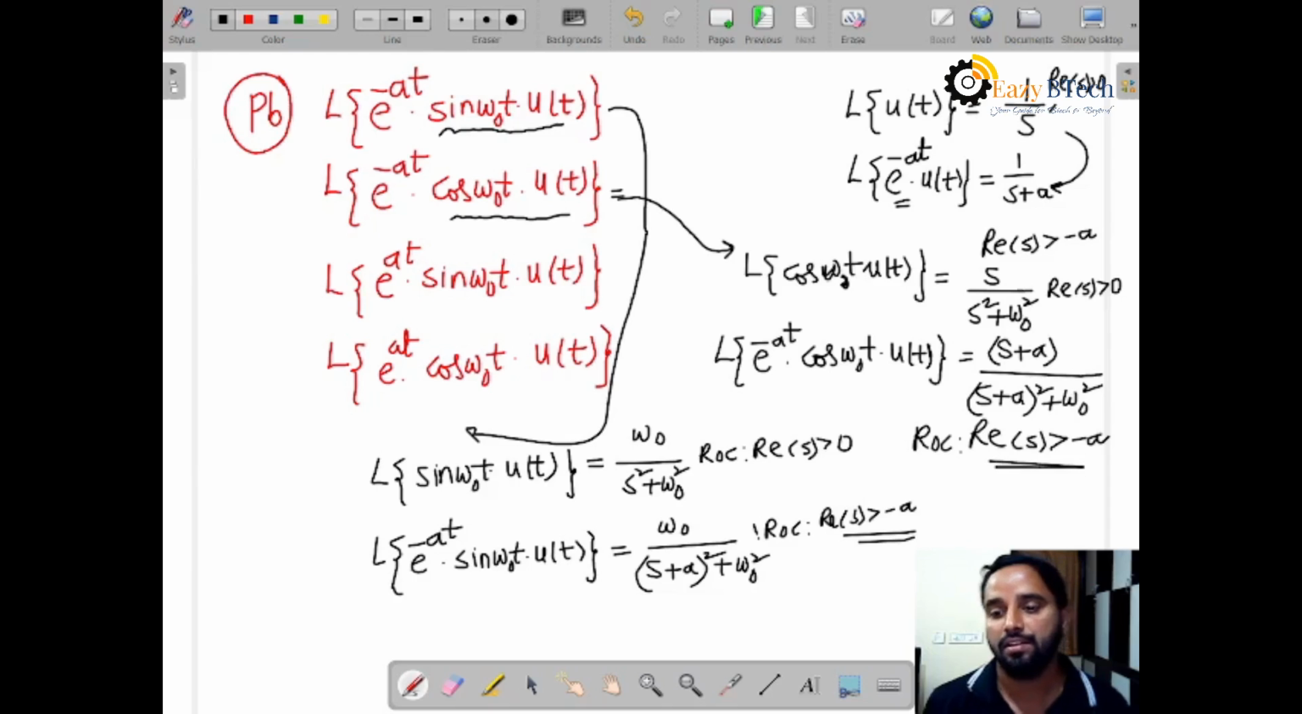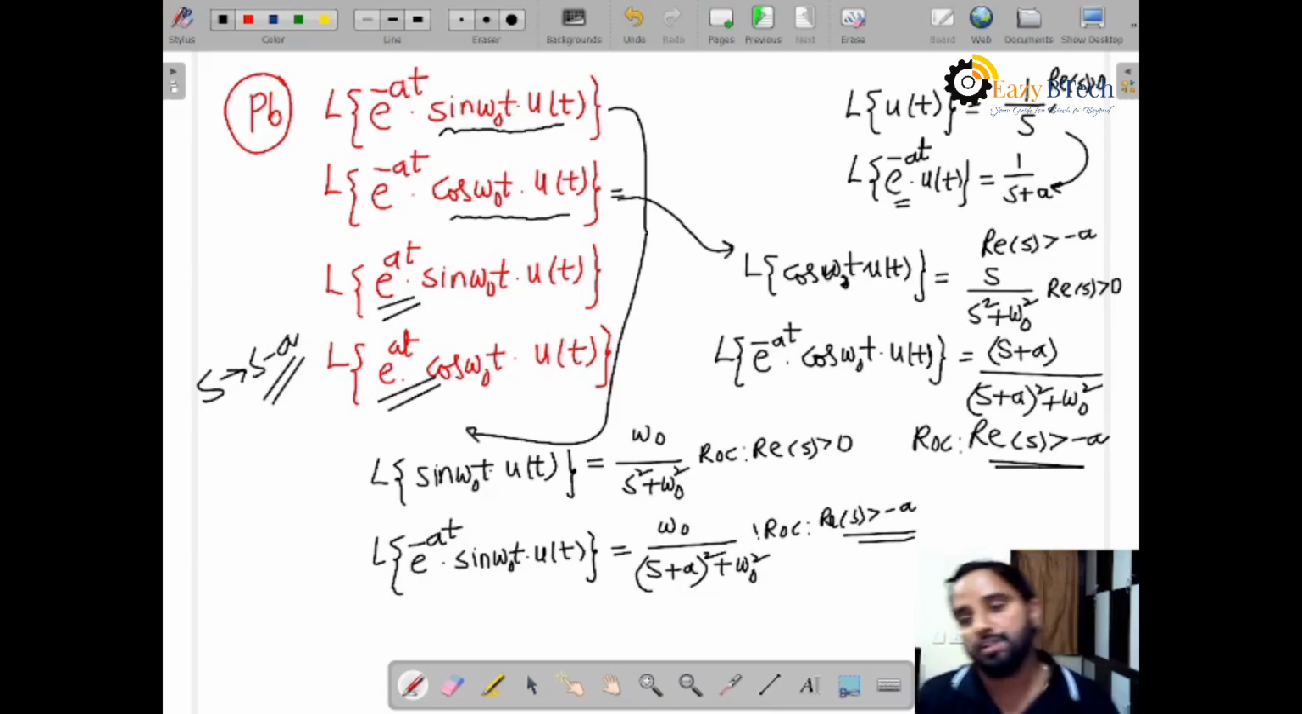Okay, right or not? Next, e power at sine omega naught t and e power at cos omega naught t. The same way as e power minus at sine omega naught t. So s will become s minus a if you multiply by e power at. So s is becoming s minus a, right? Okay, let's have these two.